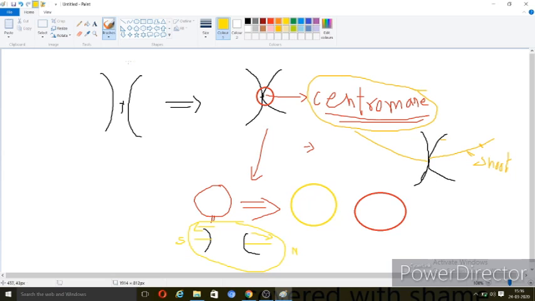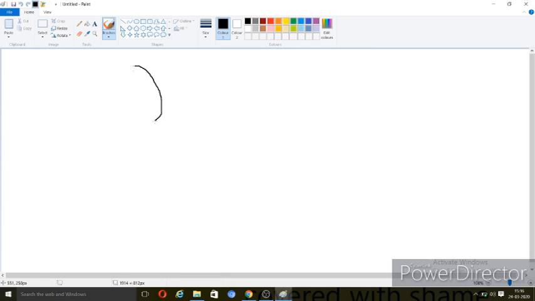Okay, another thing we will be talking about: now suppose this is a chromosome. A chromosome always contains two chromatids. Now this is one chromatid and this is another chromatid. Now this is a chromosome. In each chromosome there will be some DNA nucleotides. These chromatids are actually made up of DNA. This is also made up of DNA, and these are all made up of DNA.